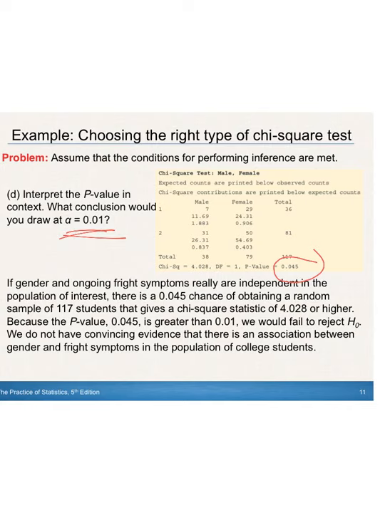Because the p-value 0.045 is greater than our alpha of 0.01, we fail to reject the null. We do not have convincing evidence that there is an association between gender and fright symptoms in the population of college students.